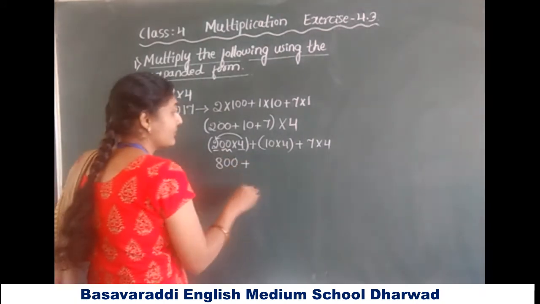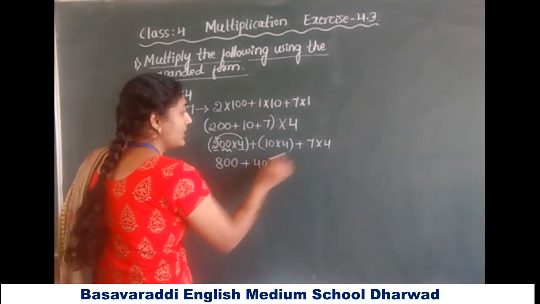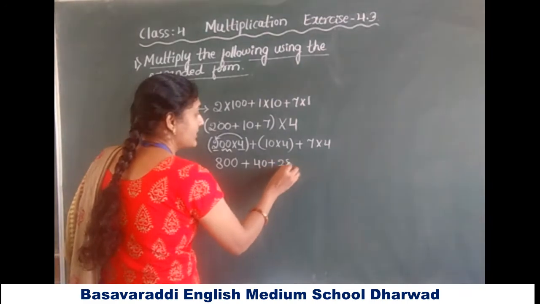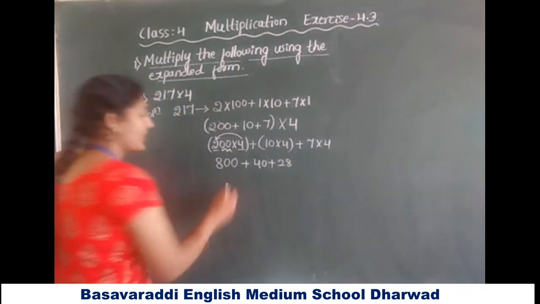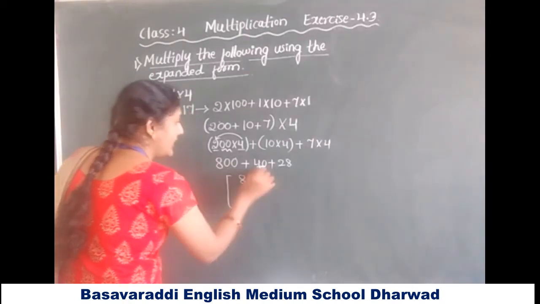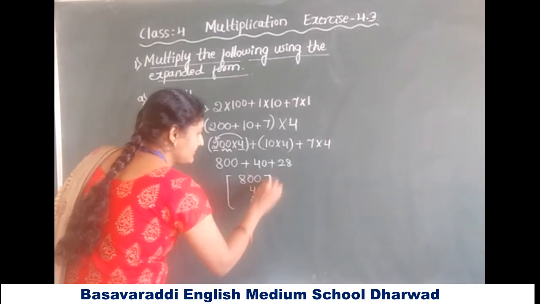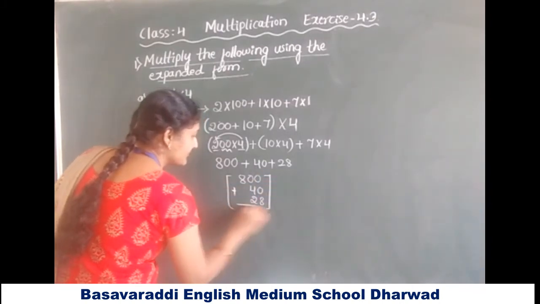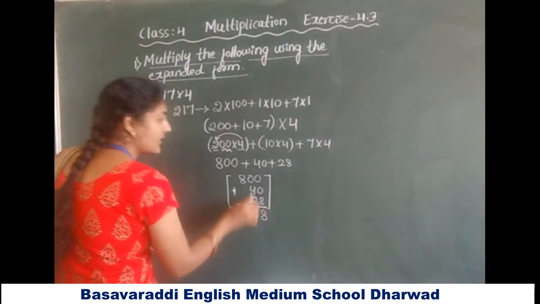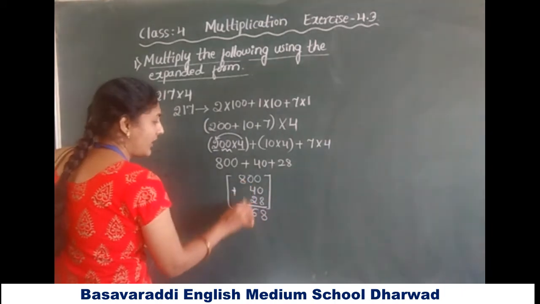Next one, the 10 into 4. 10 4s are 40, plus 7 into 4. 7 4s are 28. Yes, how much is the answer? Write all the numbers column-wise. 840 plus 28. 0 plus 8 is 8. Then 4 plus 2 is 6. Then 8 as it is.